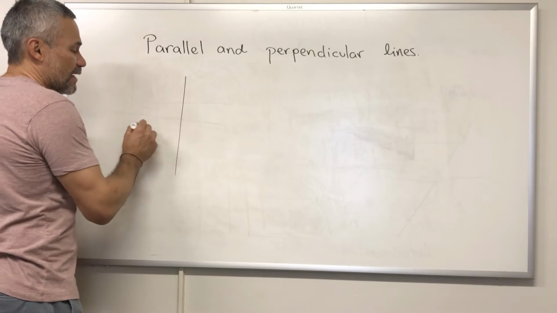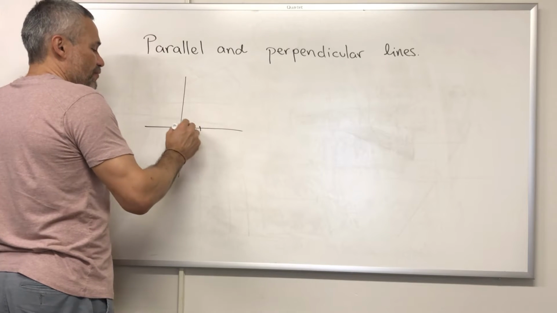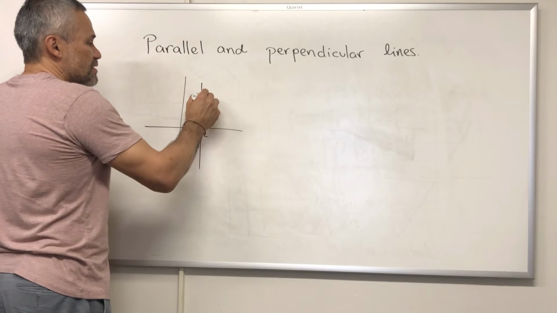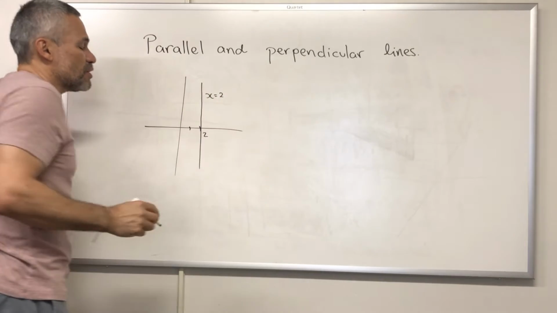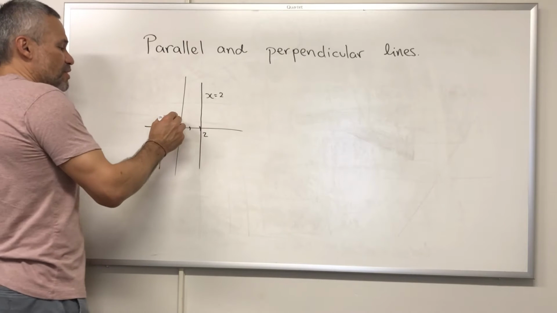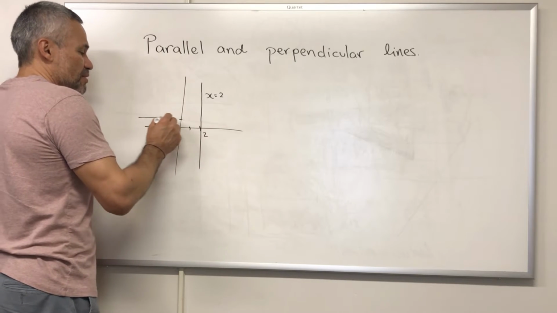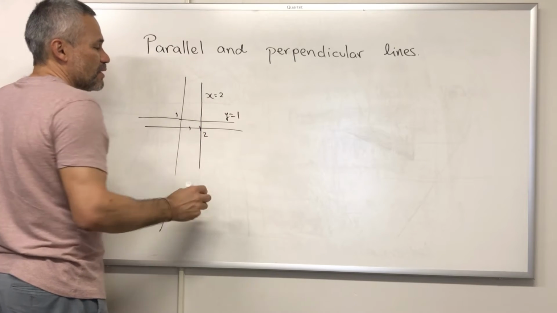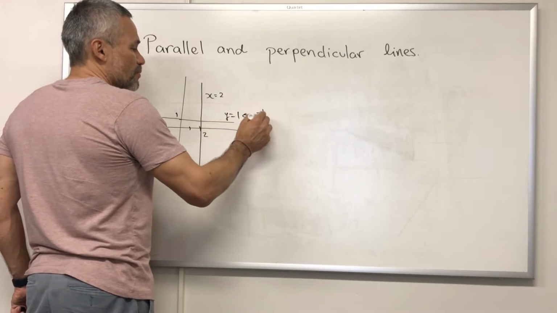Remember that a vertical line is a line of the form x equals something. For example, if this is 2, this is the line x equals 2. It's a vertical line and it has no slope. While a horizontal line, let's say, for example, this line, let's suppose that this is 1, this is y equal 1, this one has a slope 0.